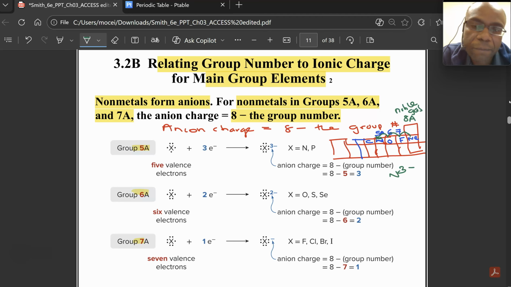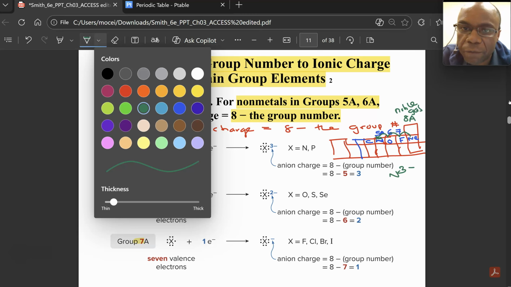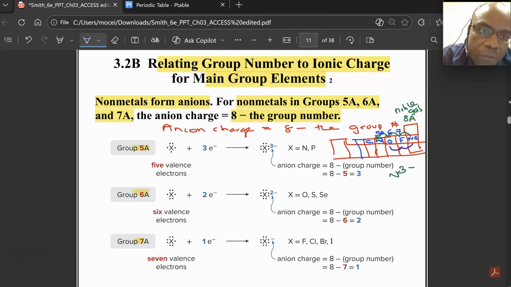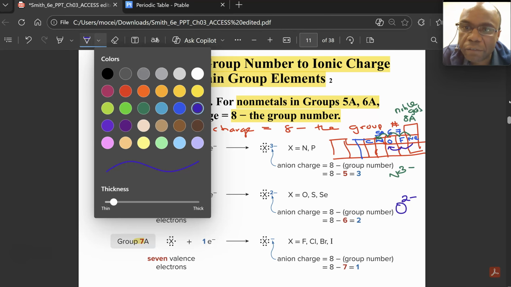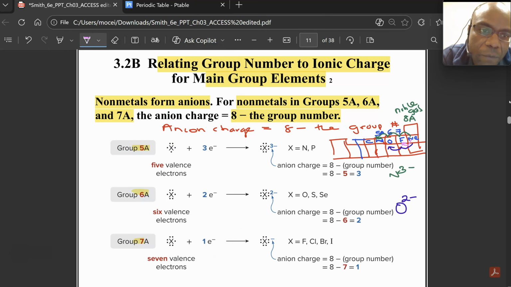Now do the same thing for oxygen. Let me use a different color, purple. We're going 2 steps to the oxygen, so oxygen right here should have O2 minus for the anion. Let me use the fluorine and use a different color, maybe this pink one. Fluorine is just 1 step from the noble gas, so fluorine should be F minus. So you see that, which is why we are saying 8 minus the group number.